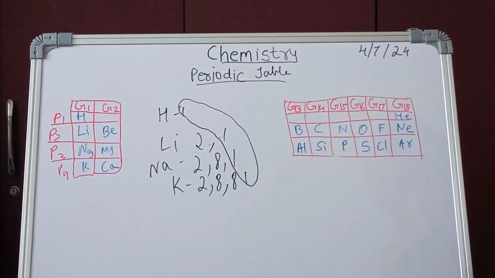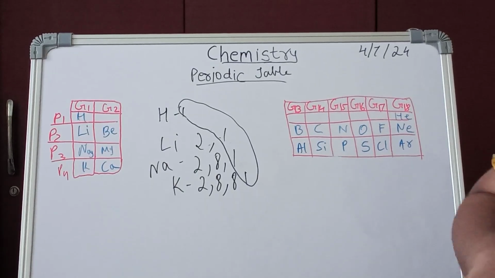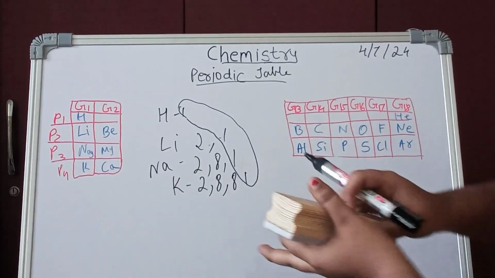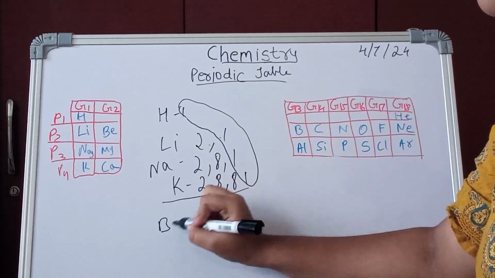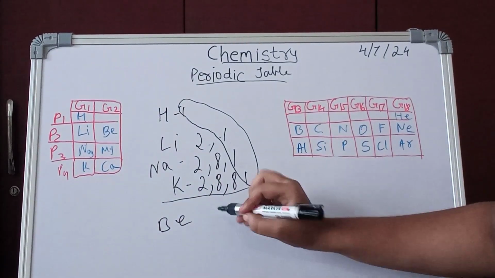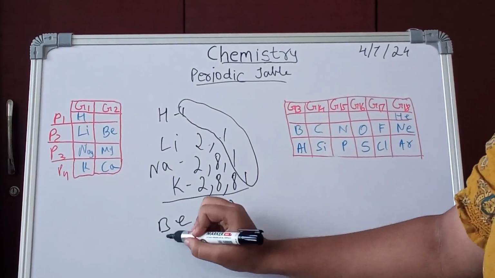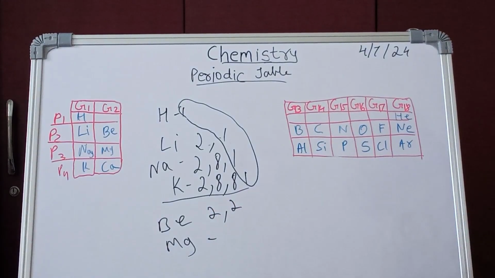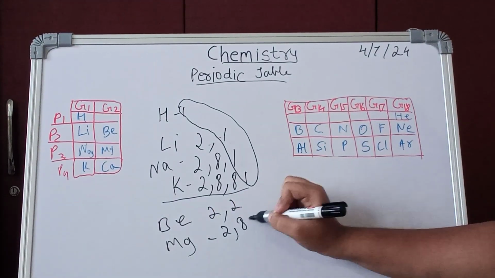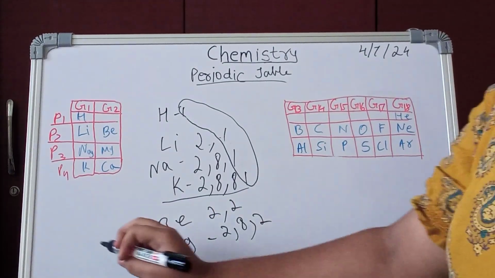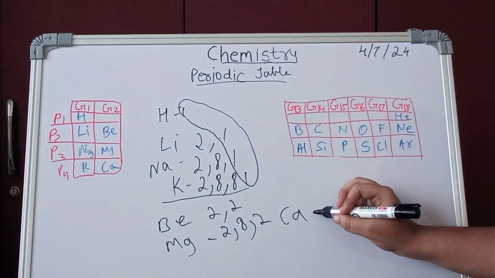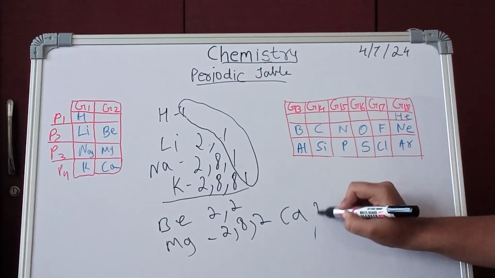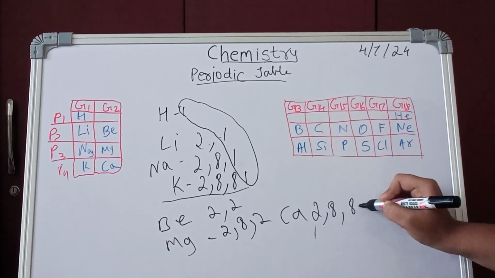Okay, now let's go to group 2. Who are the group 2 elements? Beryllium. I will be writing here, okay? Beryllium has 4. So 2, 2. Magnesium has 12. 2, 8, 2. And then calcium, I will write it here, has 20. 2, 8, 8, 2.